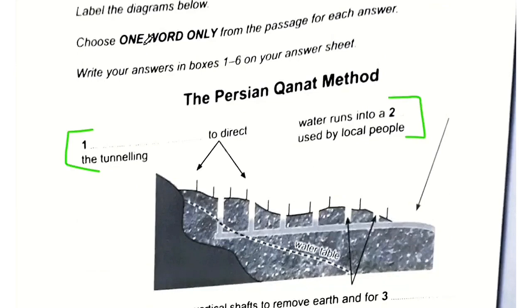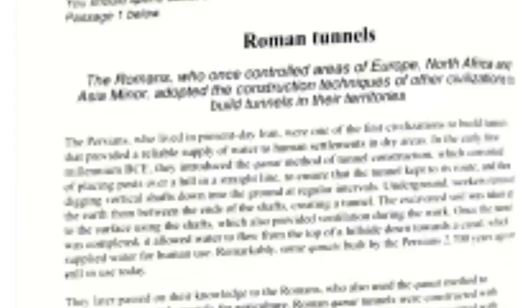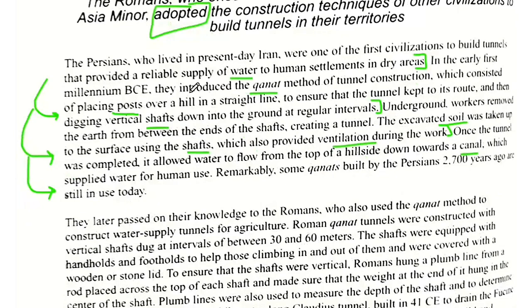Dash to direct the tunnel. So here you can see dash was used to direct the tunnel. Water runs into a dash which is used by the local people. So here in the paragraph you can see that we have clearly read that placing posts over a hill in a straight line to ensure that the tunnel kept to its route. So the first answer is post.